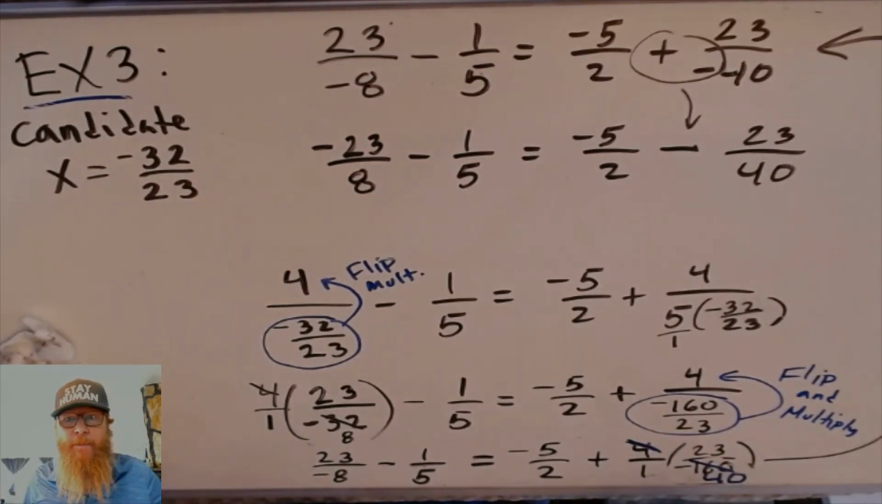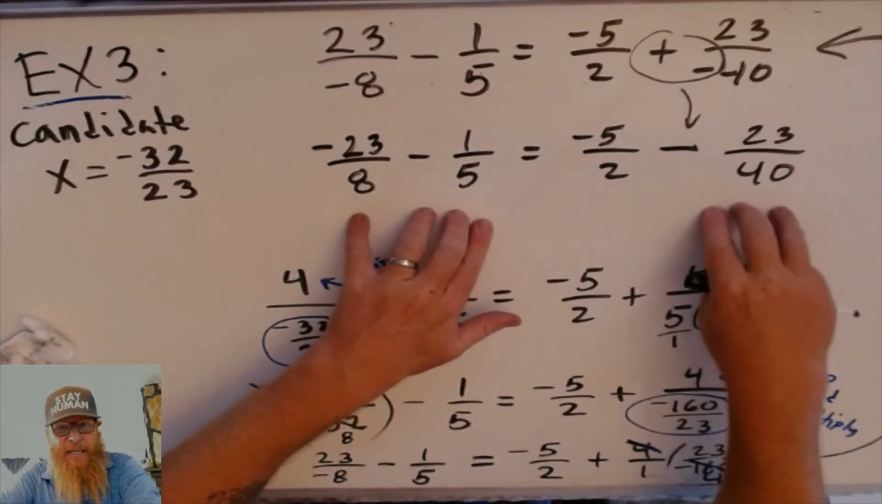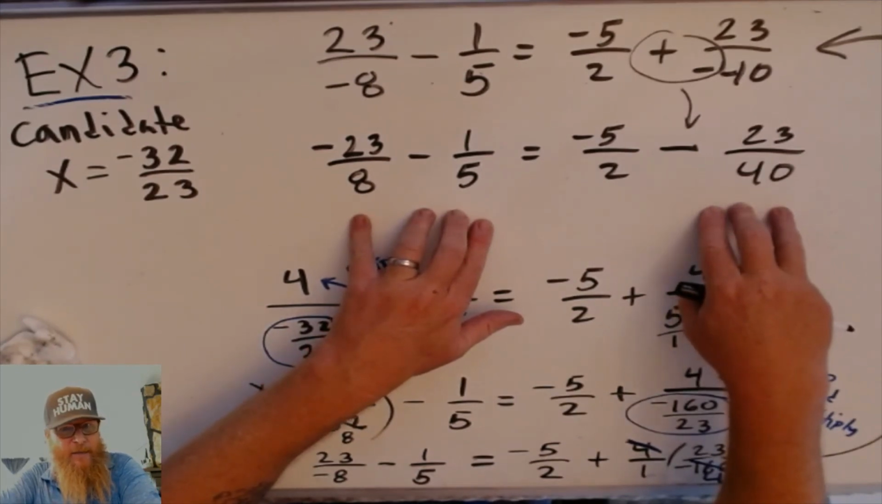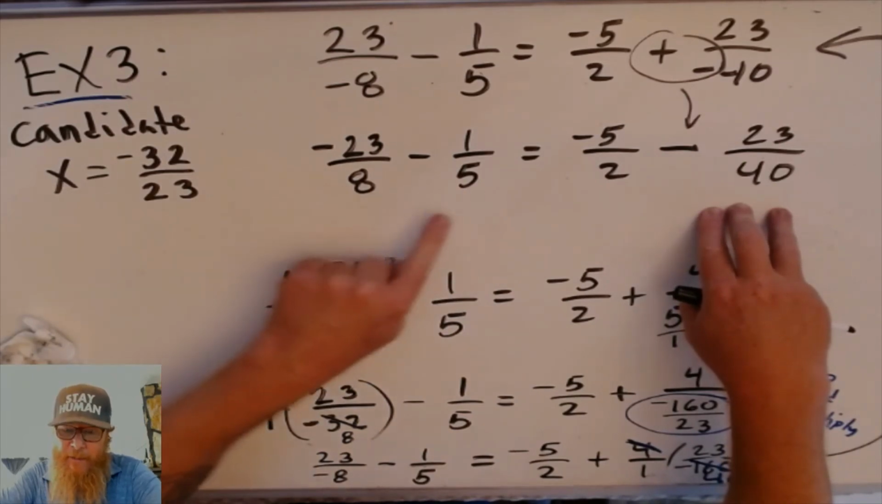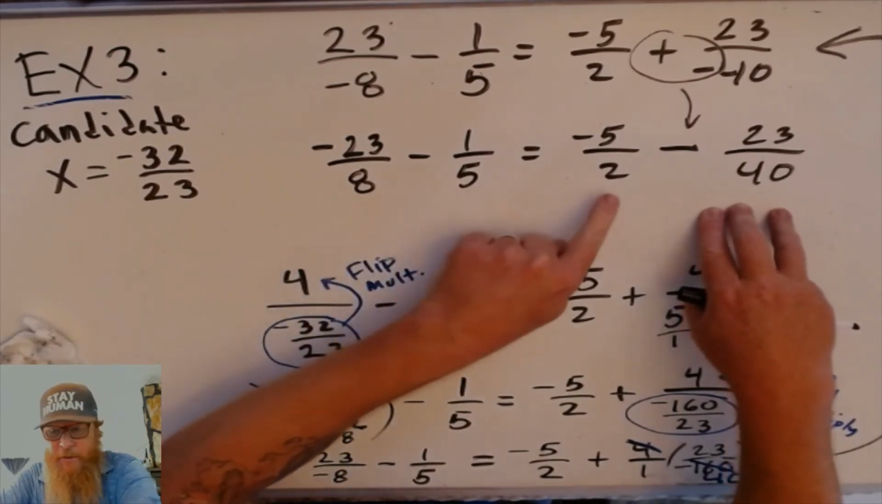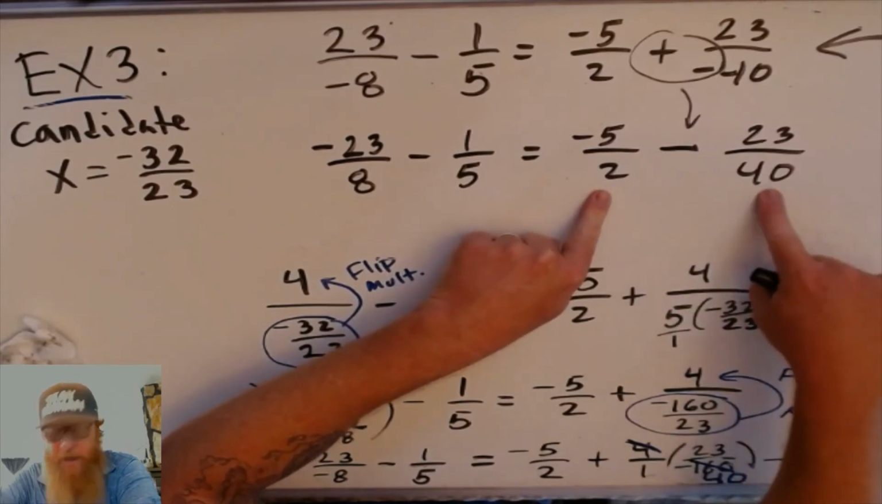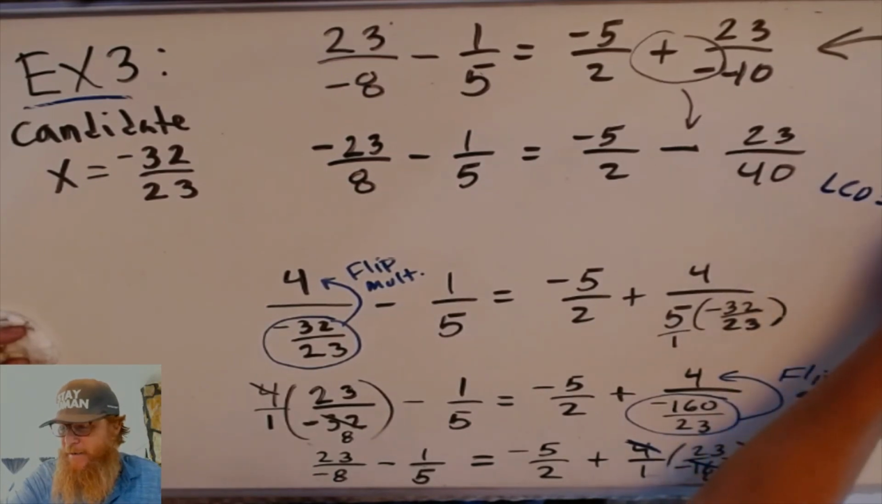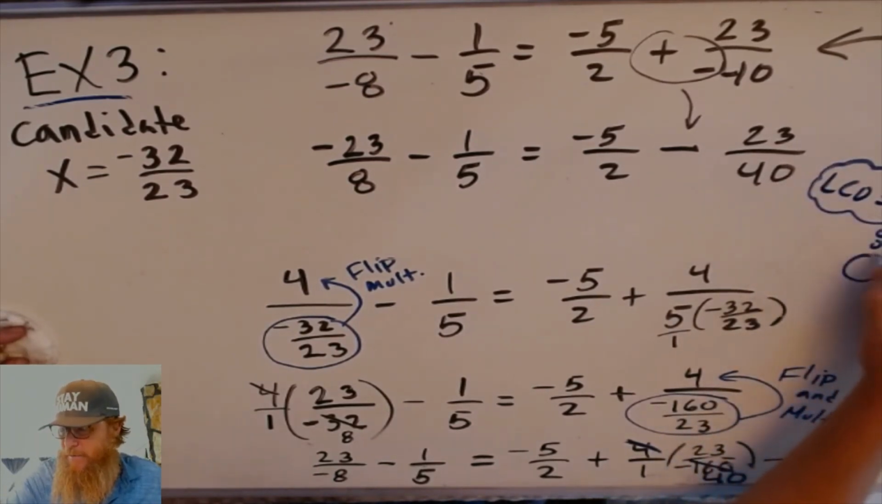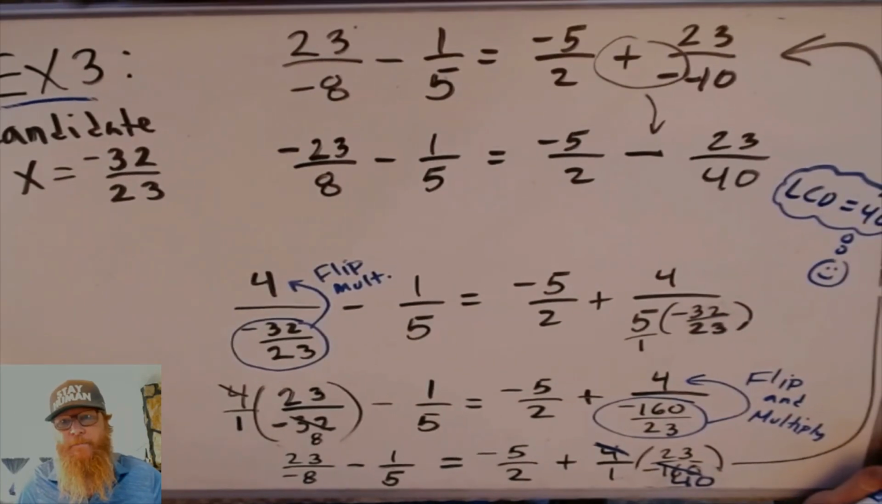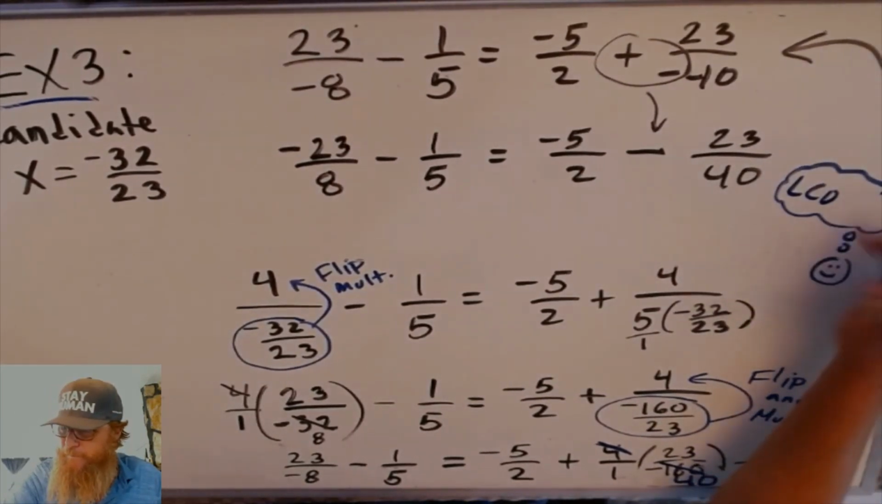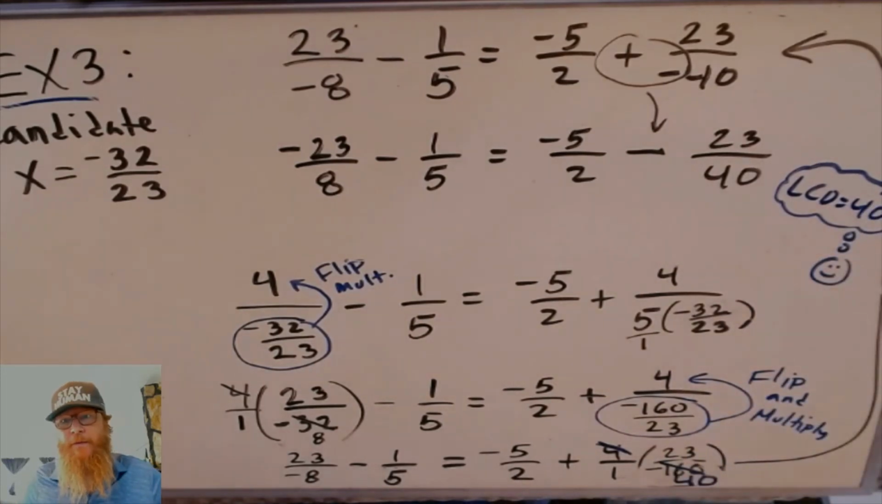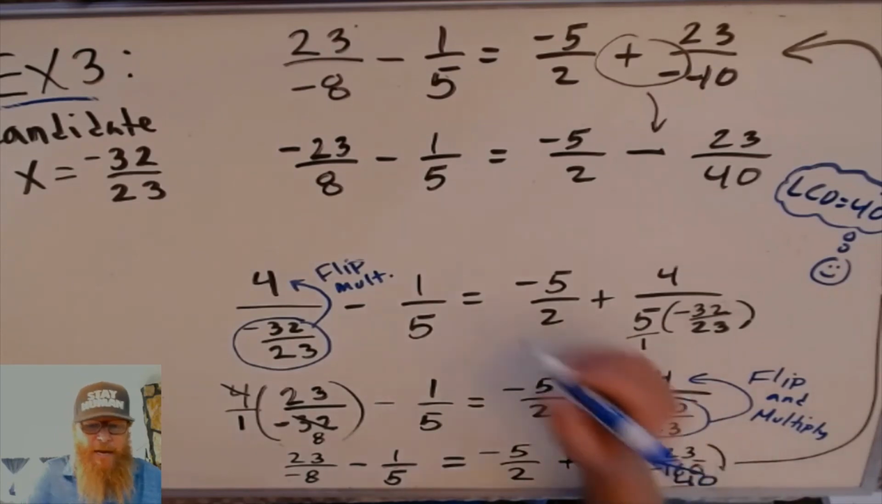Okay. I hope the LCD here is clear. Yeah, the LCD is 40. 8 goes into 40. 5 goes into 40. 2 goes into 40. And 40 goes into 40. So the LCD is 40. This little cloud here, mental math. There's my LCD. Okay. So I'm going to multiply everybody by 40.